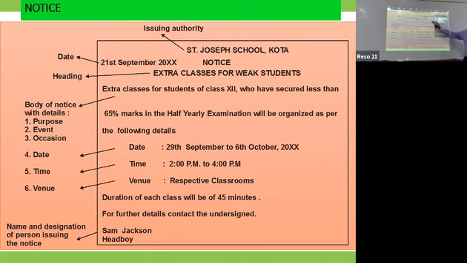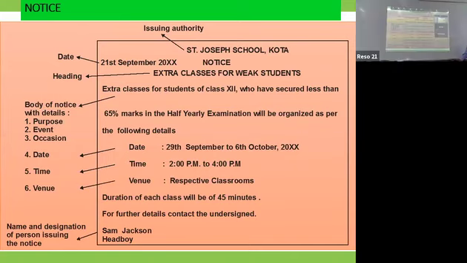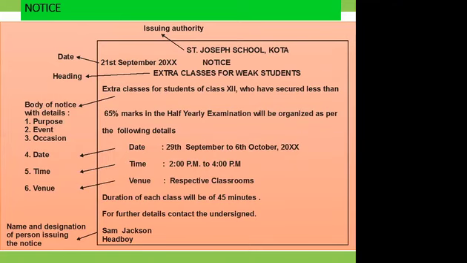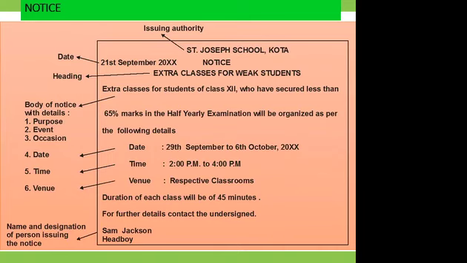Then will be the heading, the title, why the notice is put up. And then the matter starts. For whom, what, when, where. Last, you can always add for further details, contact the undersigned. Leave a line, the name of the person putting up the notice, and the last line will be the designation of that person. I put up as the head boy of the school.